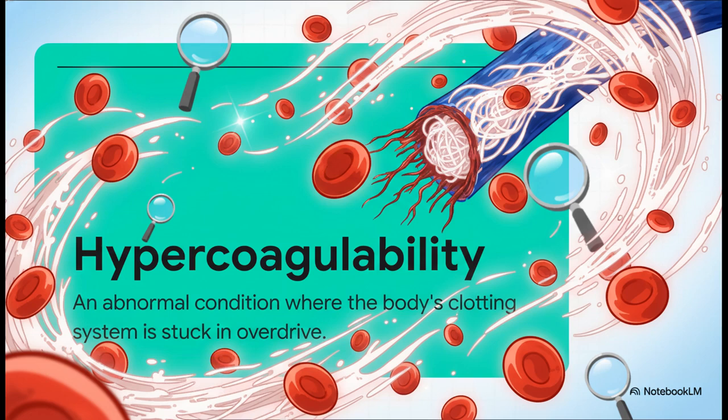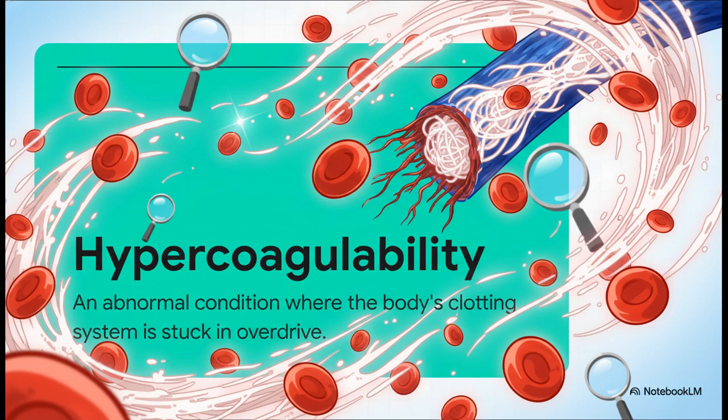It can be triggered by specific medical interventions. Think major orthopedic surgeries, using oral contraceptives, active malignancies, or even just systemic inflammatory states. When you take this hypercoagulable state and combine it with the sluggish venous stasis and the endothelial damage we just walked through, well, the hemostatic balance is totally destroyed.